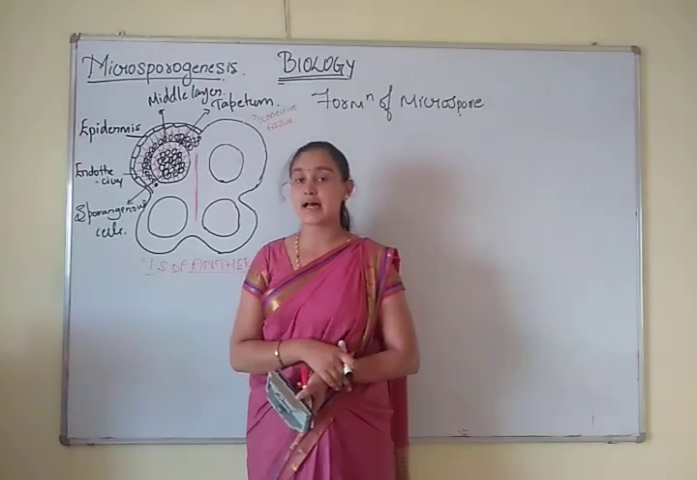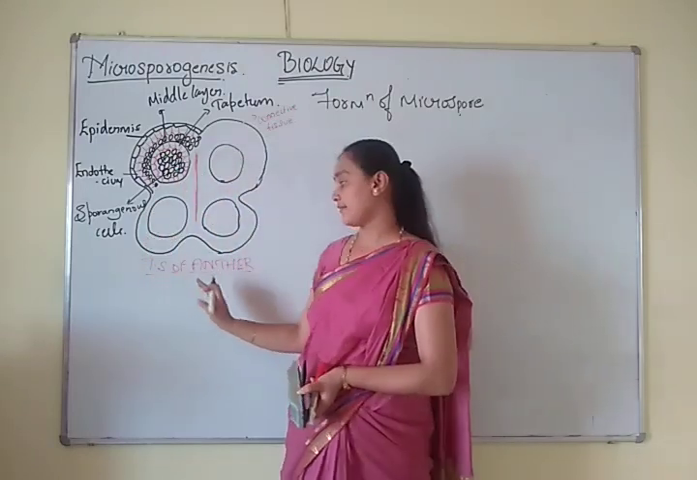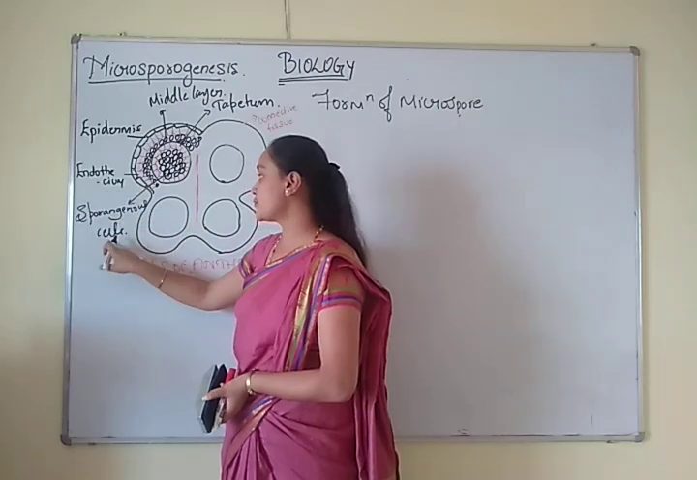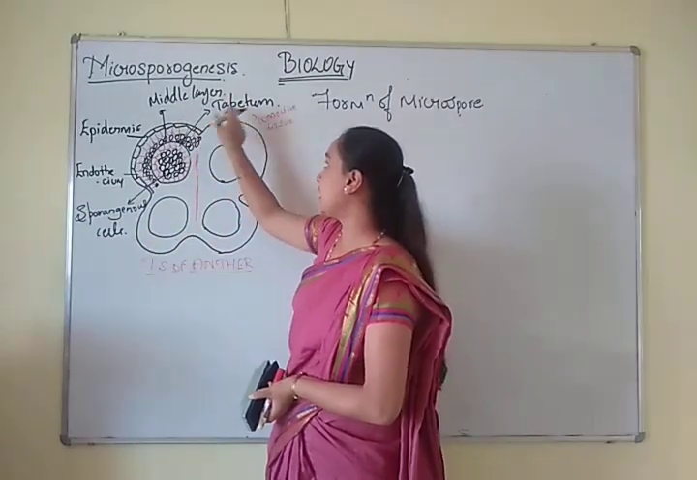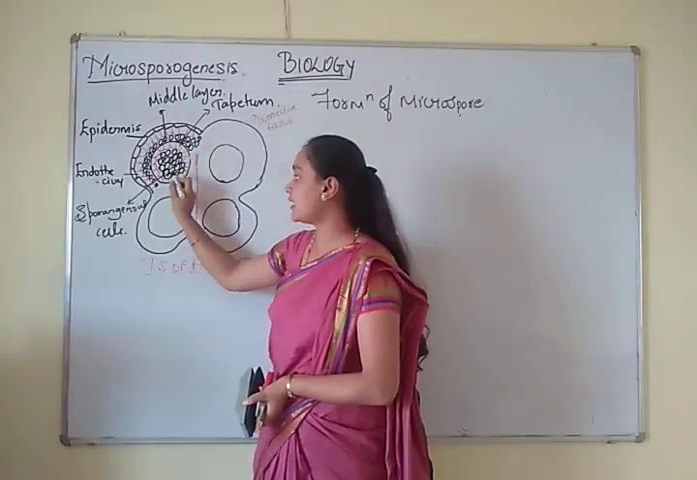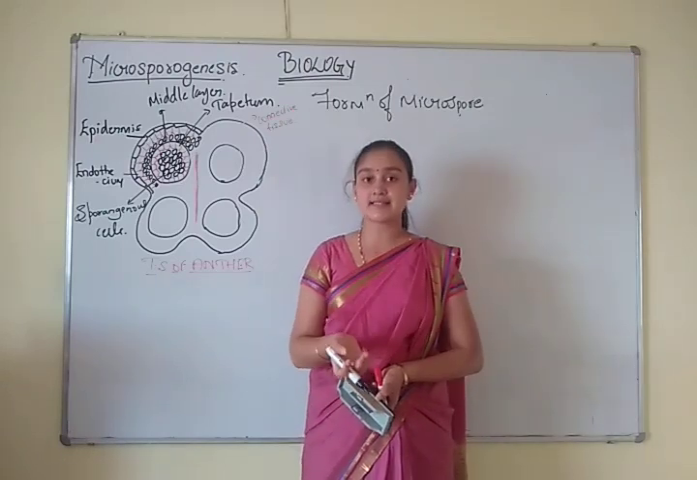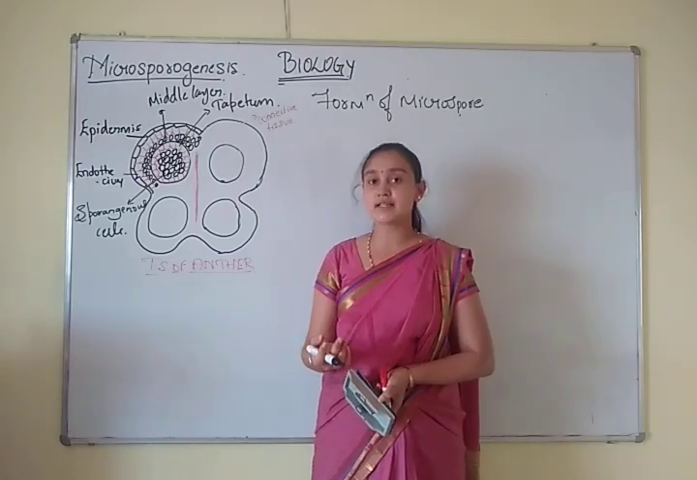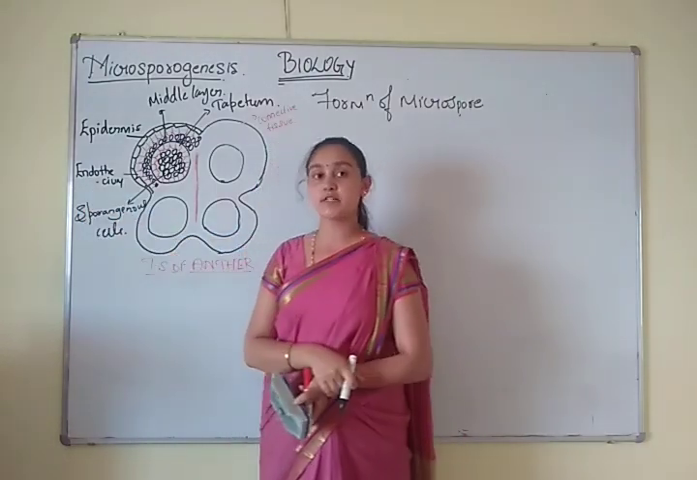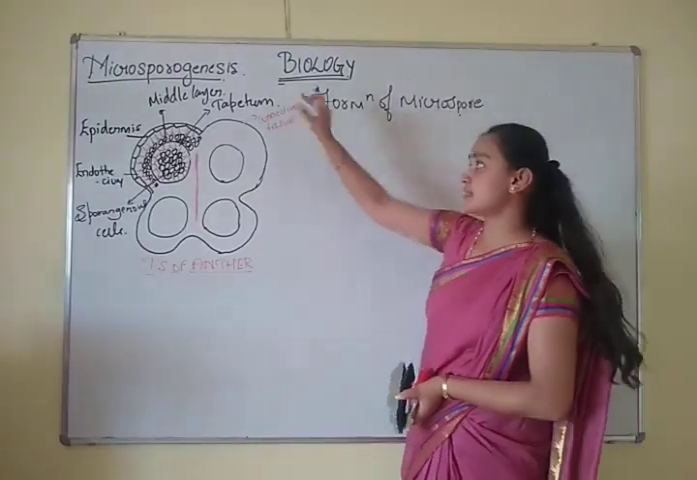In yesterday's class, we discussed the different layers of an anther, right? It is composed of epidermis, endothecium, middle layer, and the tapetum. Here, this is the central cell. It is called a sporogenous cell. Whatever stages and changes are taking place will especially take place in the sporogenous cells. Now let's see how sporogenesis will take place.